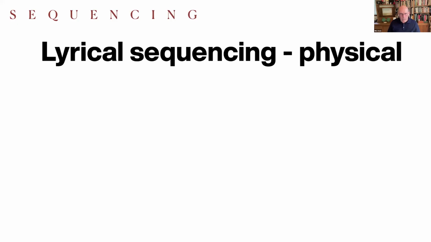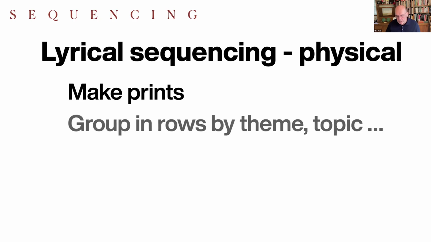A physical lyrical sequence just starts by making prints. And then my suggestion, instead of just spreading them all out in front of you, is to group them in rows that share a theme, a topic, an idea, a person, whatever threads there are within the set of photographs that are similar. And inevitably, if you create a certain number of rows, you might realize, whoa, wait a minute, this one actually splits into two.